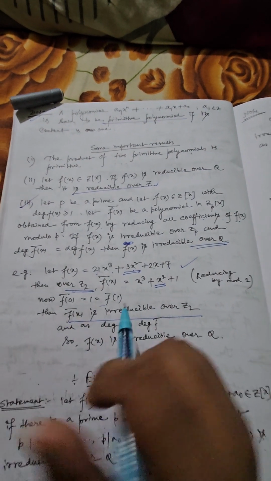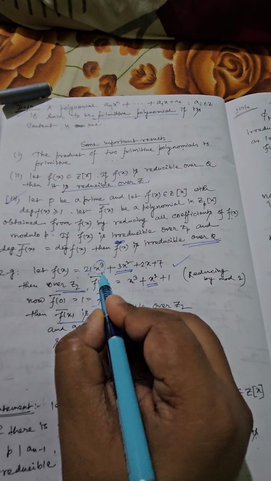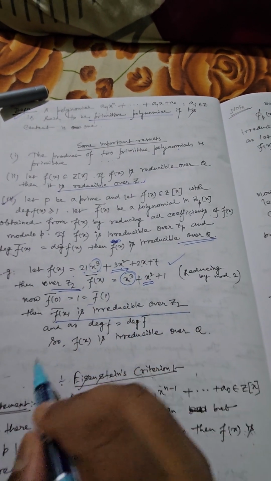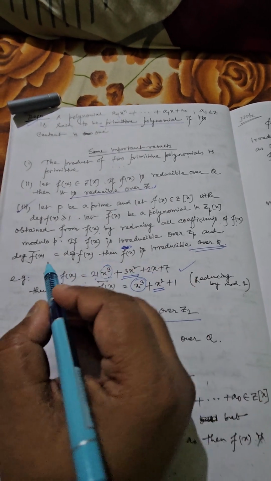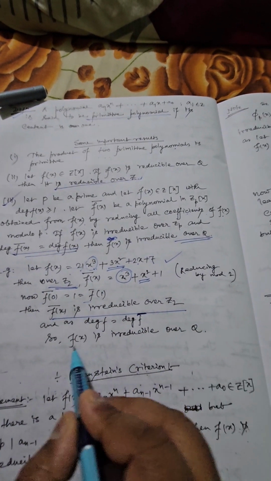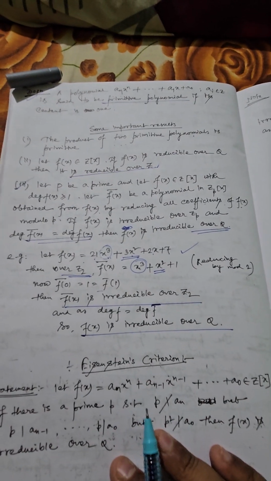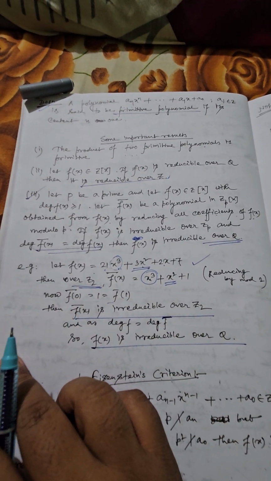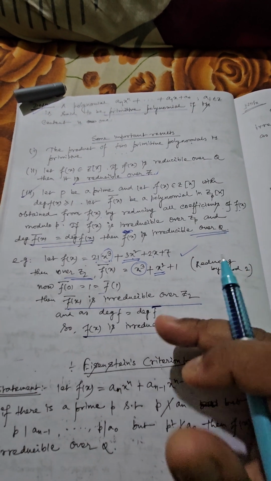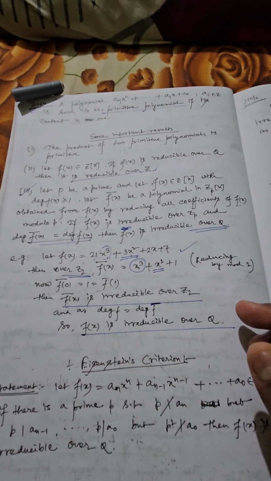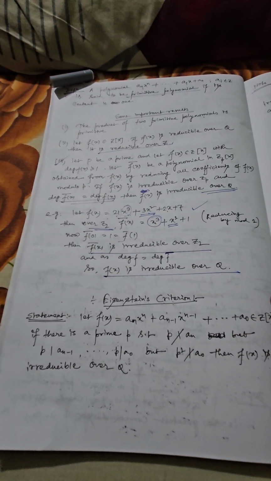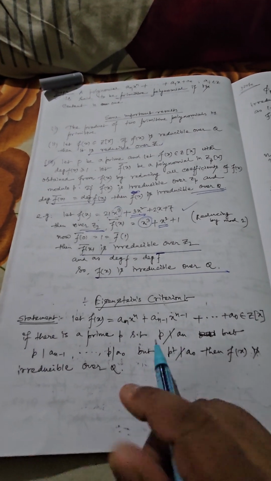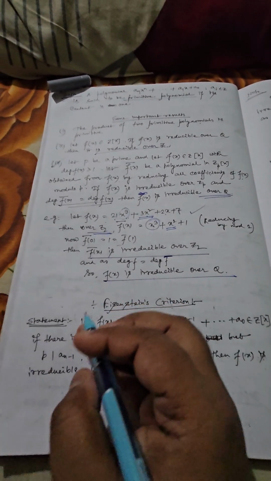And also you can understand the degree of f(x) is what? 3, and the degree of f bar x is also 3. So the degree of f and the degree of f bar, these two things are identical. Then by the previous condition we can say f(x) must be irreducible over Q. Initially f bar x was irreducible over Z2, now f(x) is also irreducible over Q. In this way you can utilize this criteria to check the irreducibility of any given structure. Now we have the very important Eisenstein criteria.